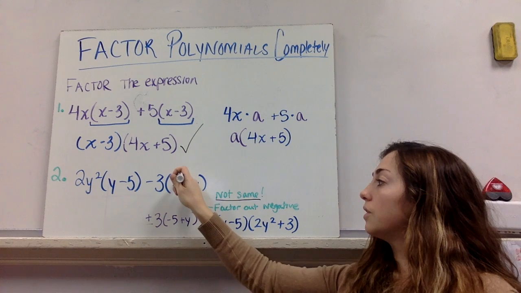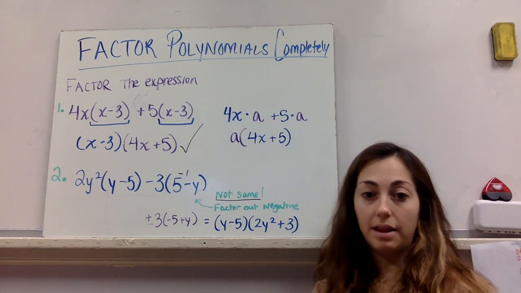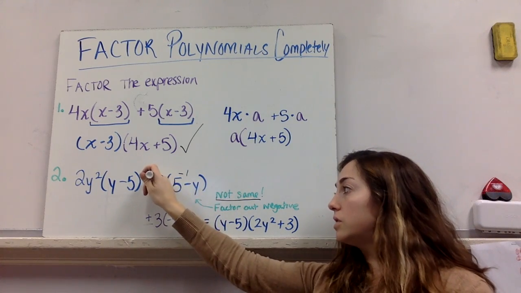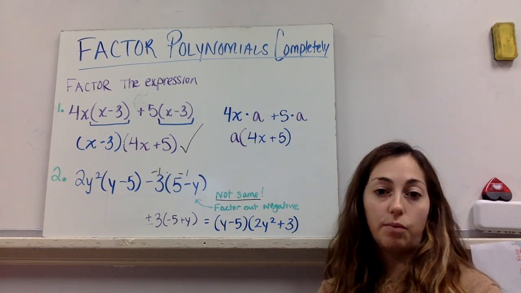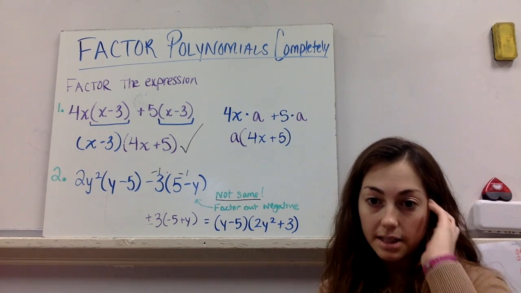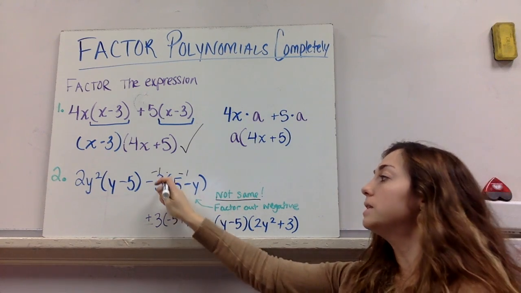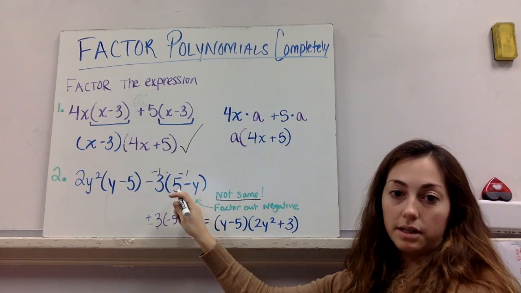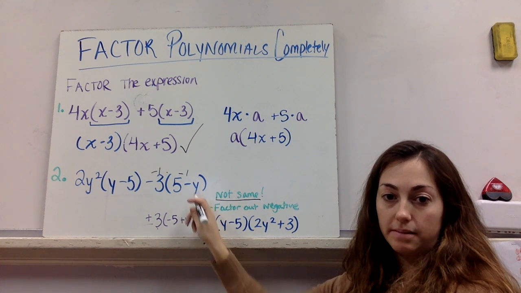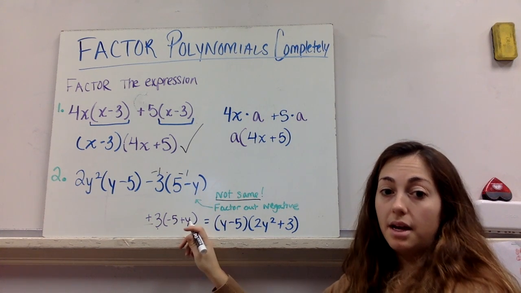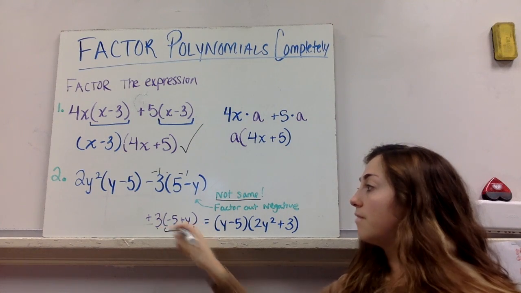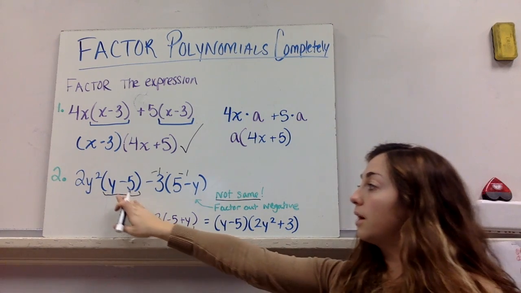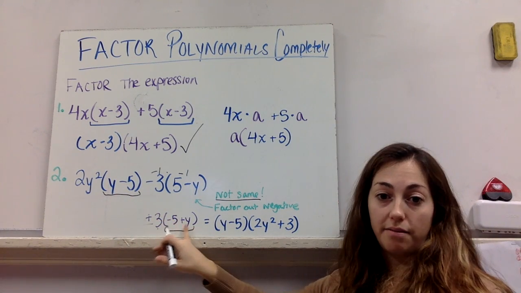So if I want to turn these into the opposite, I can multiply this part by negative 1. But that would change the whole relationship, so I also have to multiply this by negative 1, because negative 1 times negative 1 is still a positive, so it's still allowed. So if I multiply negative 3 times negative 1, I get positive 3. And negative 1 times 5 is negative 5, and negative 1 times negative y is positive y. Now I've got y minus 5, which is the same thing as negative 5 plus y.